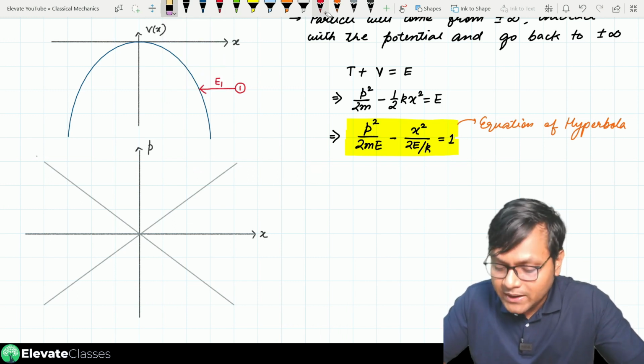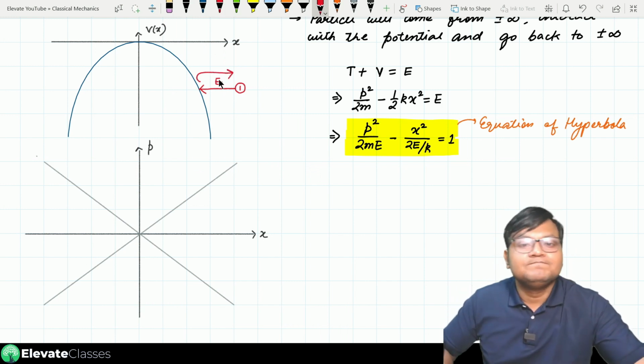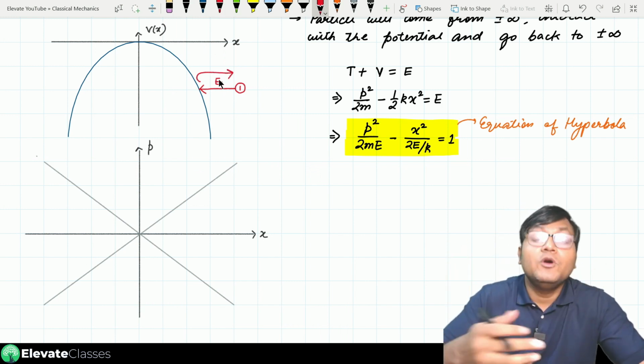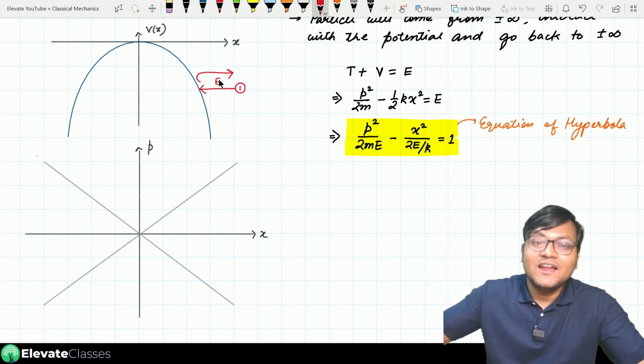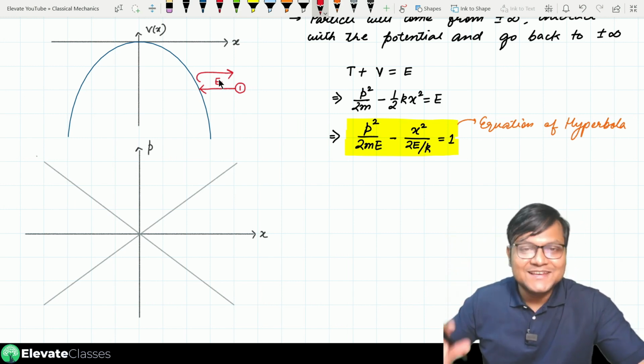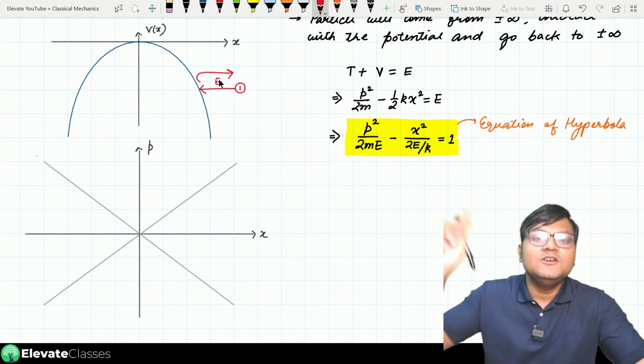Fine. Then what happens? It interacts with the potential and it gets reflected backwards. It doesn't have enough energy to penetrate through because we are in classical mechanics. This is not quantum mechanics. In quantum mechanics we have tunneling, but here in classical mechanics there is no such thing as tunneling. So it interacts with the potential, gets reflected and goes backwards.